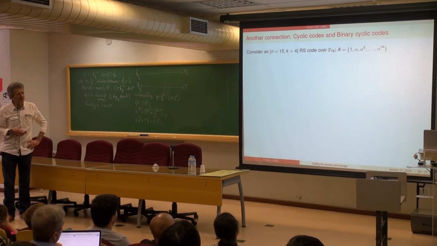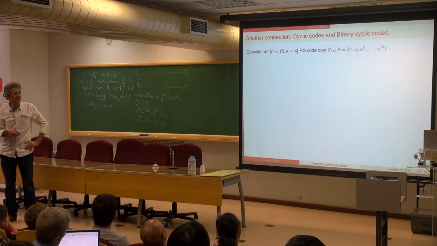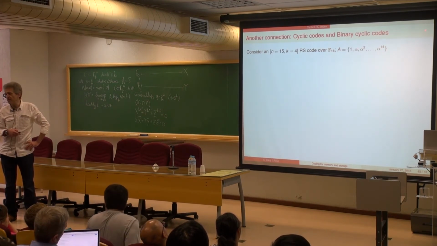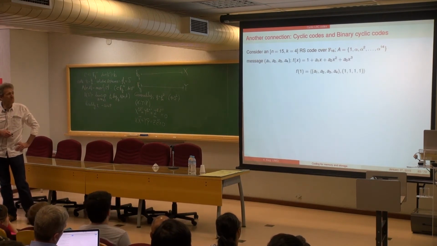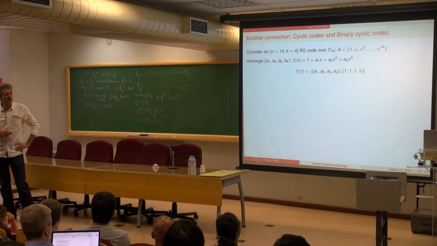So consider this Reed-Solomon code. Length 15, dimension 4, over F16, nothing fancy. So we evaluate at the points from 1 to alpha^14. This is all the non-zero elements of the finite field, and we get our codeword. The message, let's say 4 symbols, this polynomial, and then we evaluate it at 1.